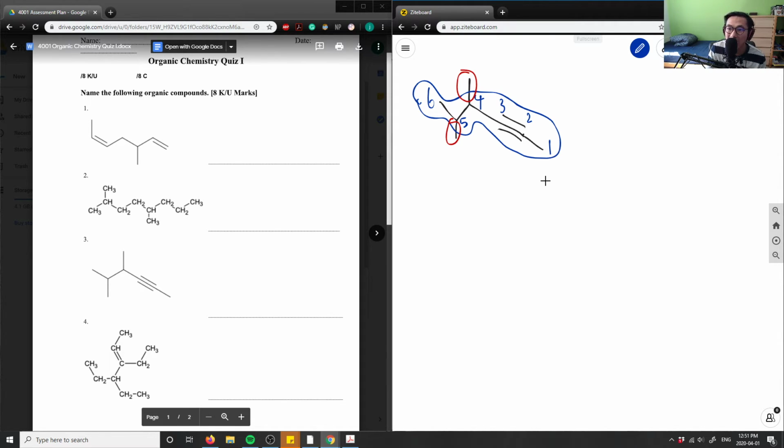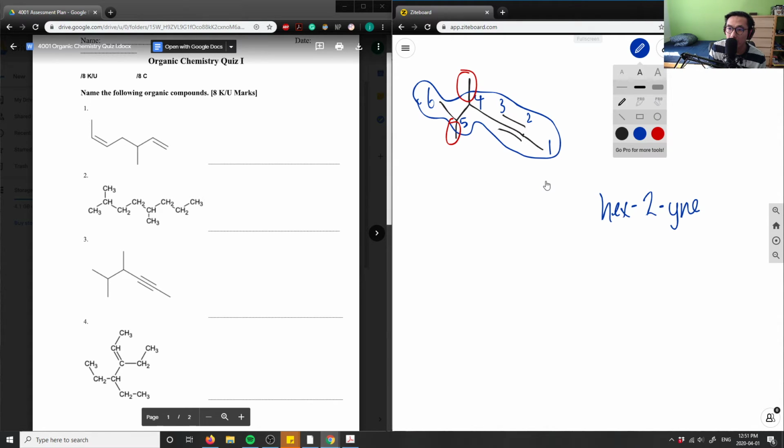There are 6 sides to a hexagon, right? So this is a hex. And is there a double bond, single bond, or triple bond? I have a triple bond at 2, right? So a triple bond would be yne, so hex-yne. But then I have to indicate the location. So this is hex-2-yne.